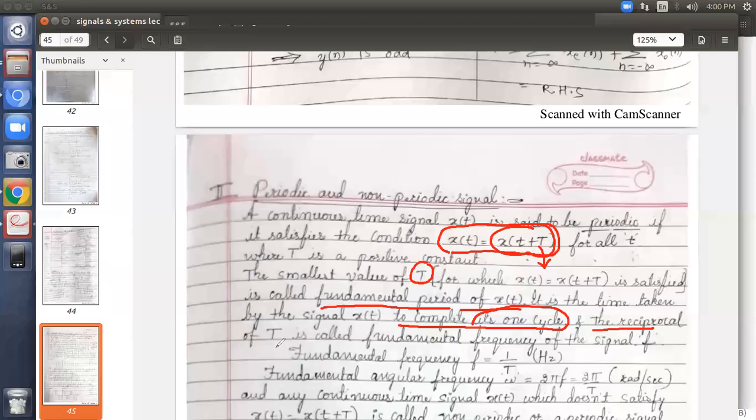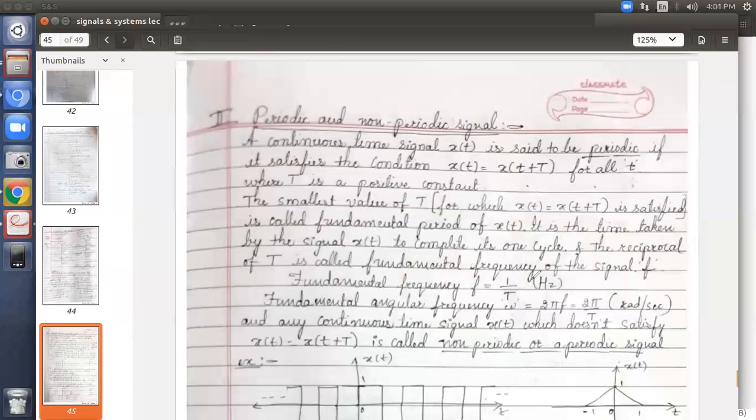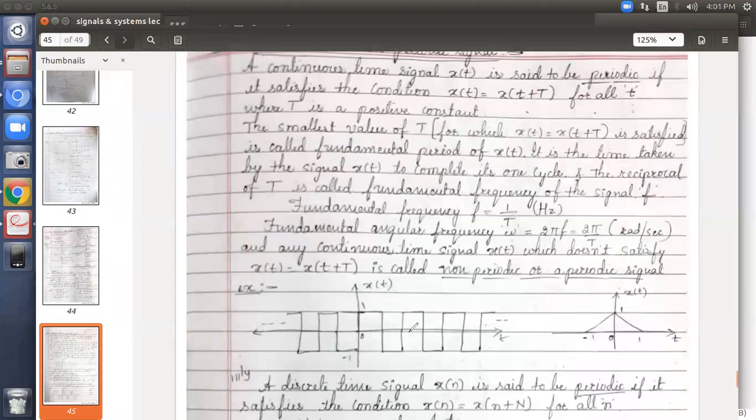The reciprocal of the time T is called the frequency f, and frequency is measured in hertz, time period is measured in seconds. अगर ओमेगा है, omega that is angular frequency, that is measured in radians per second. You might be knowing these units already. Frequency hertz, time period seconds, angular frequency radians per second.